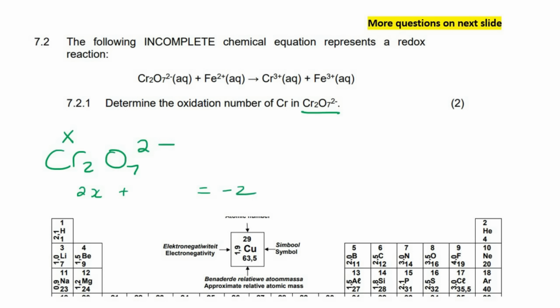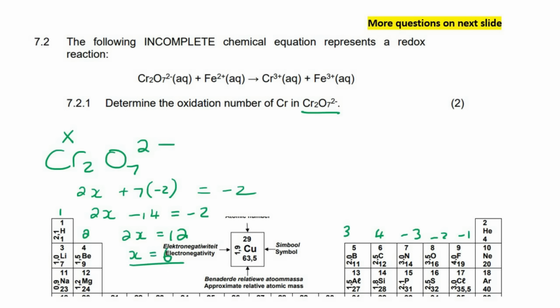Now if you look at oxygen, and we've spoken about this with redox numbers and all of that, the oxidation number, remember it goes 1, 2, 3, 4, then it's usually -3, -2, -1. So oxygen is going to be -2, but there are 7 of them. So you're going to say 7 multiplied by -2, and so you're going to end up with 2x plus, well actually this becomes -14 equals -2. And then if you take the -14 over, you're going to end up with -2 plus 14, which is 12, divide by 2, and you end up with x as 6. So the oxidation number of Cr is going to be 6.